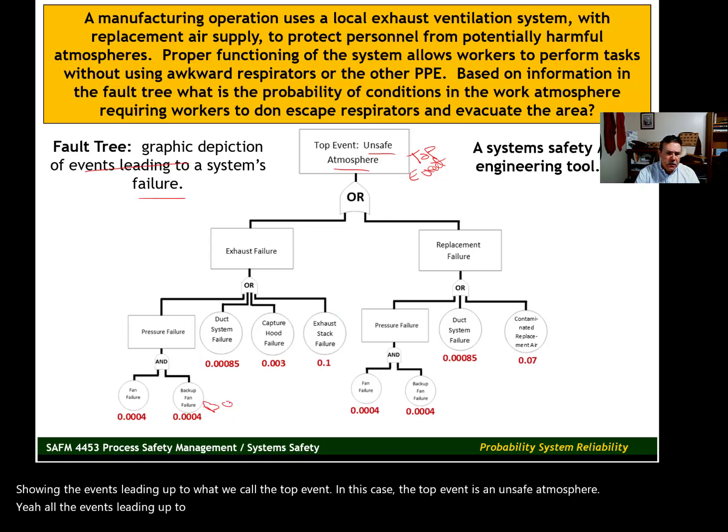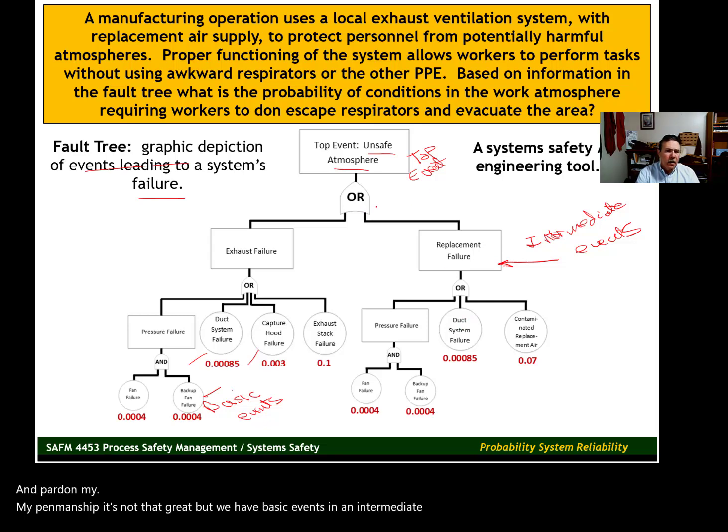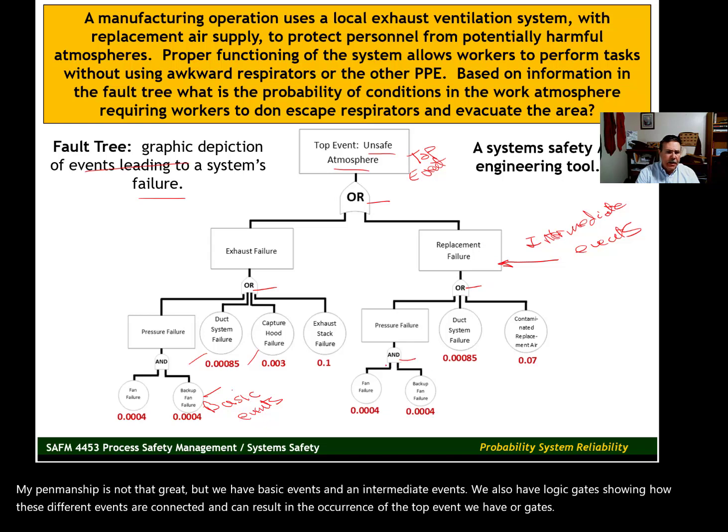We have basic events. Basic events are the circles. Then we have intermediate events. And pardon my penmanship, it's not that great. But we have basic events and intermediate events. We also have logic gates showing how these different events are connected and can result in the occurrence of the top event. We have OR gates and we have AND gates.